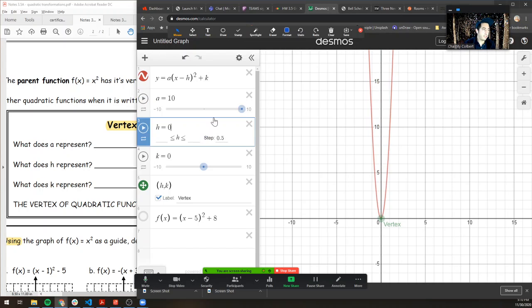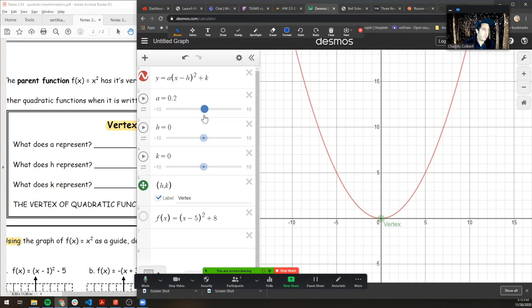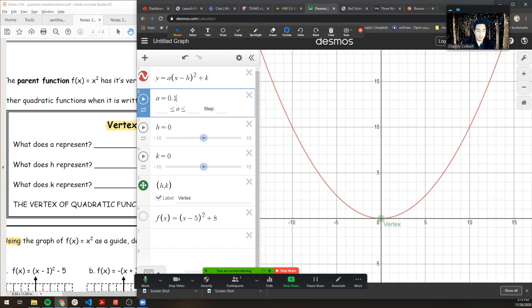If I get closer back, notice as it gets closer and closer to 1, it starts to get where it was. If it's between 1 and 0, like a decimal, like 0.2, it gets much wider. If I make it 0.1, it's wider. If I make it 0.09, even wider. 0.08, 0.07, 0.06, it's getting wider and wider. Make it 0.02, it's just going to get wider and wider. It's not quite flat, but it looks flat because it's really close to 0.